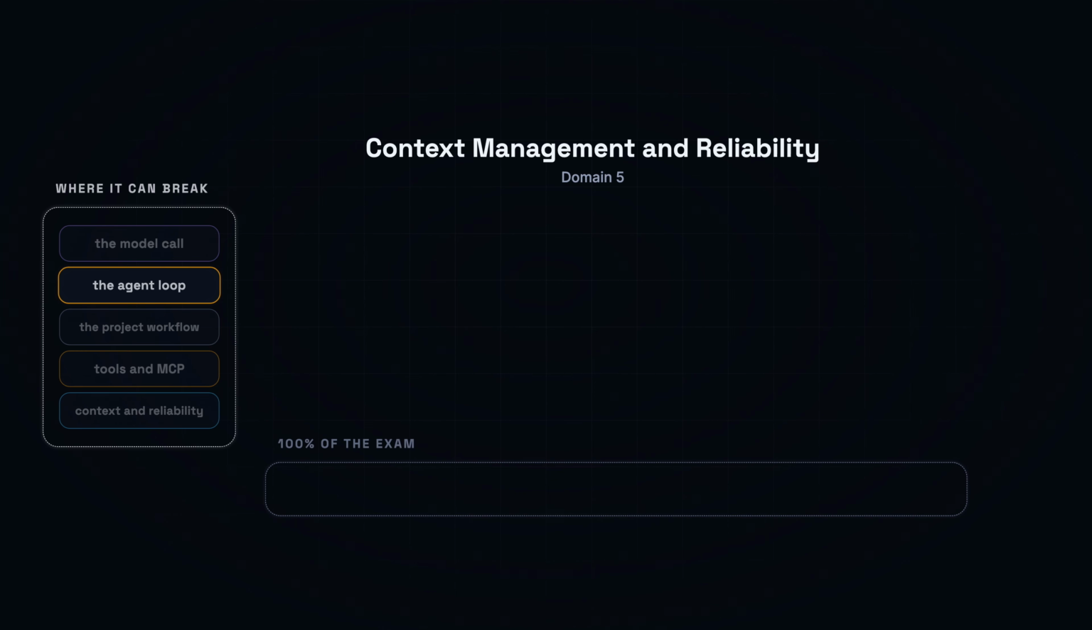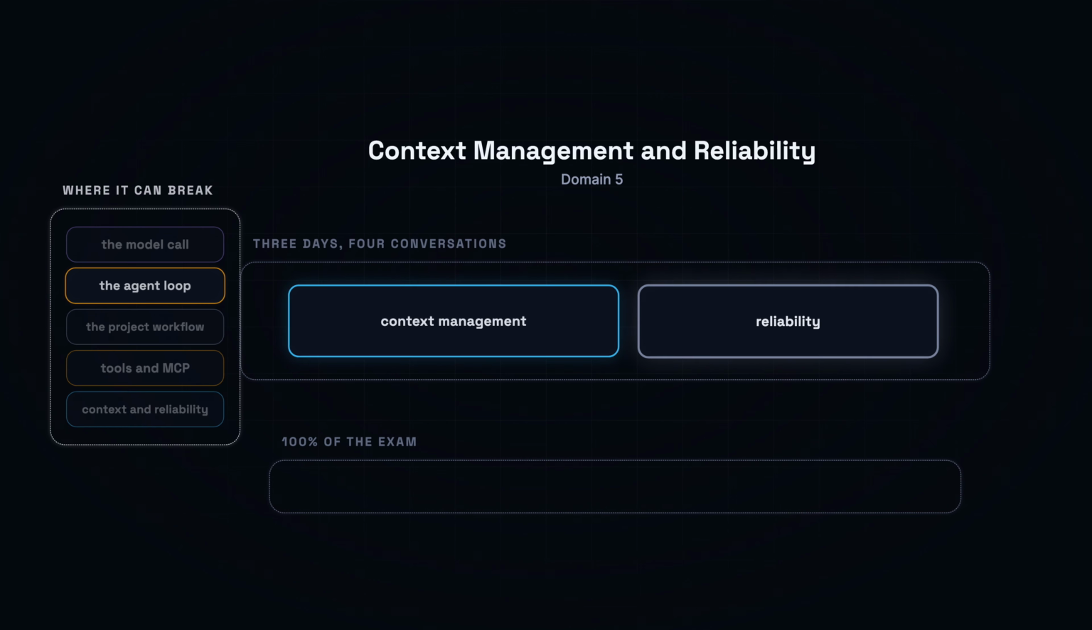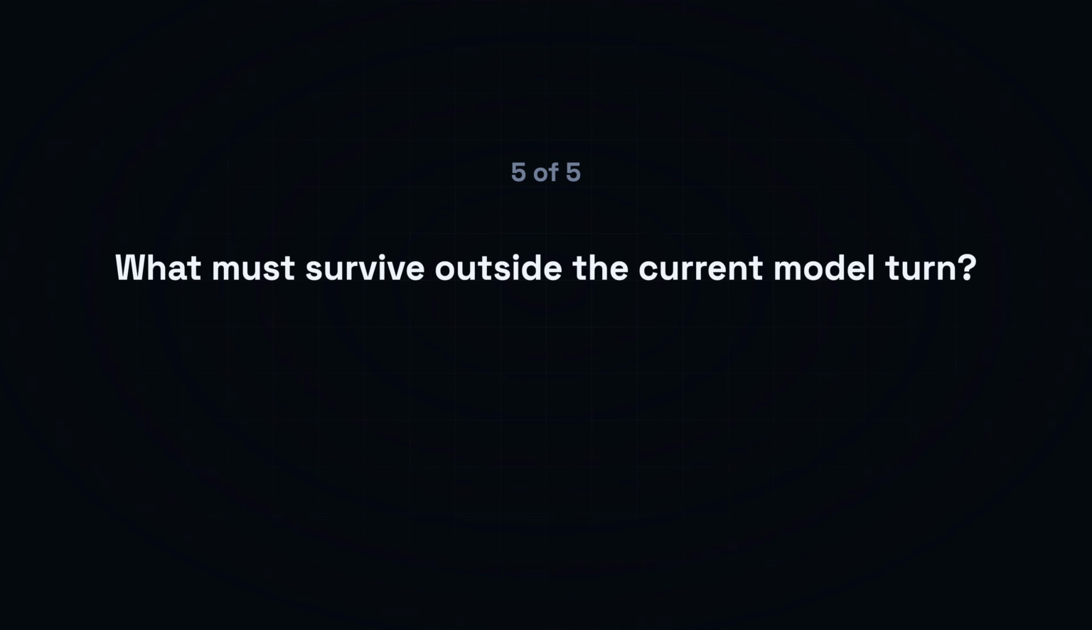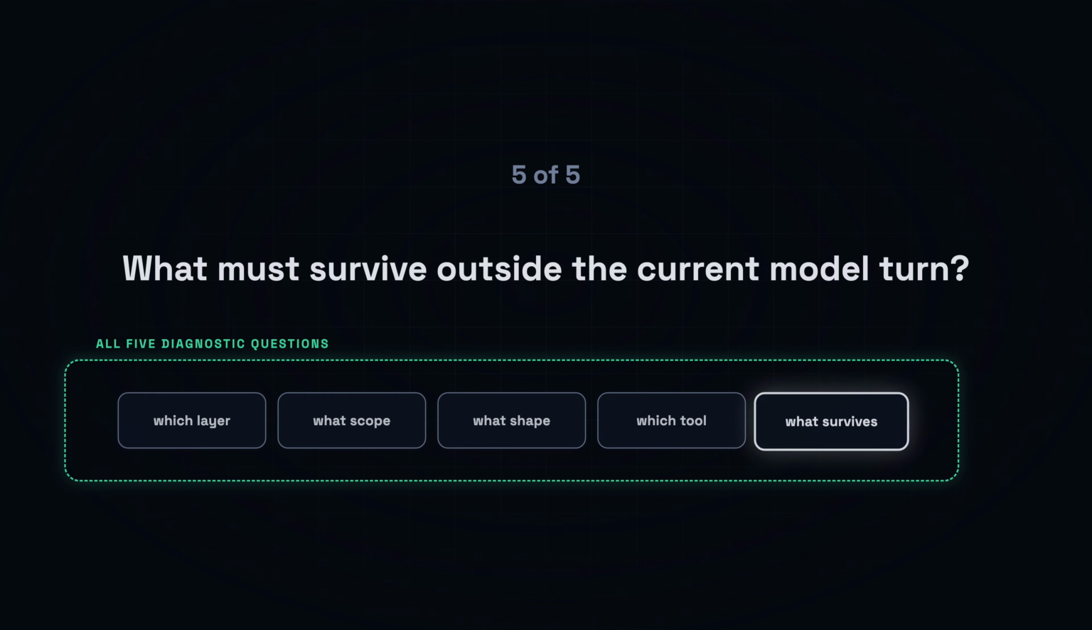Domain 5. Context management and reliability. 15% of the exam. The 5th diagnostic question is, what must survive outside the current model turn?